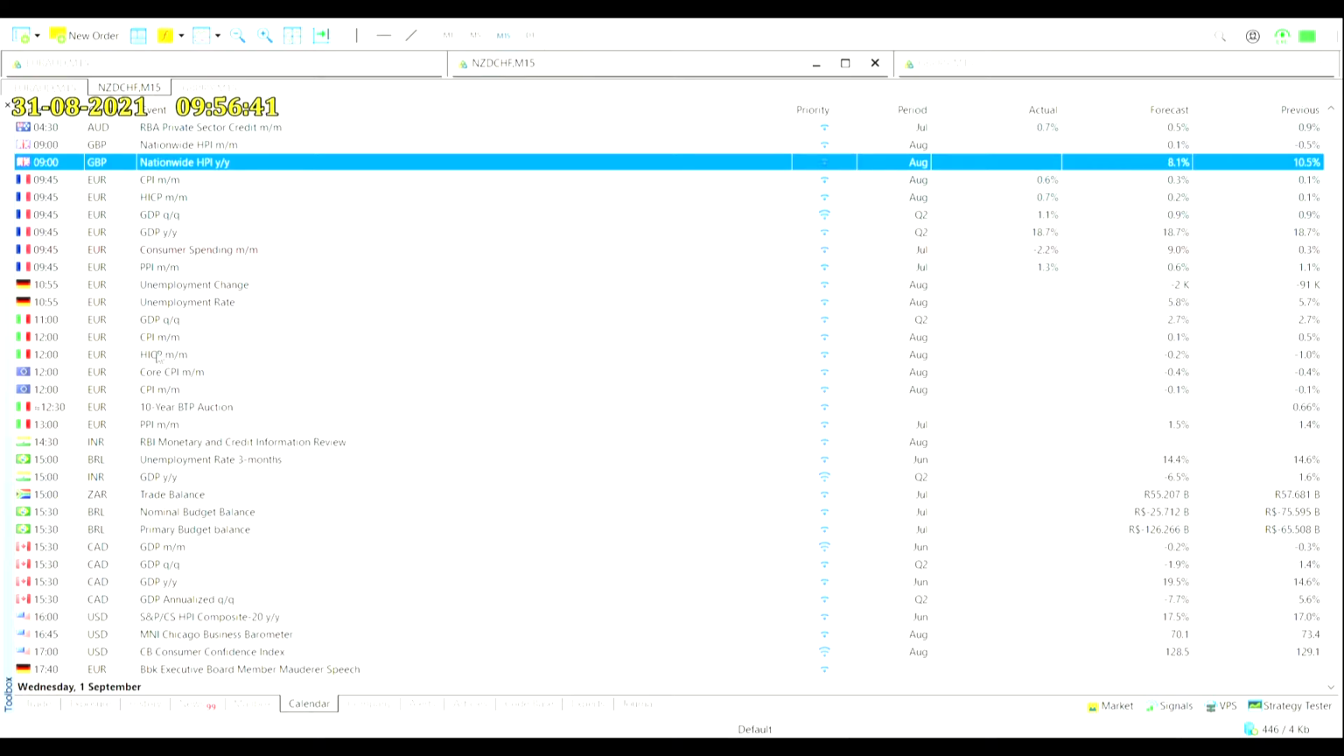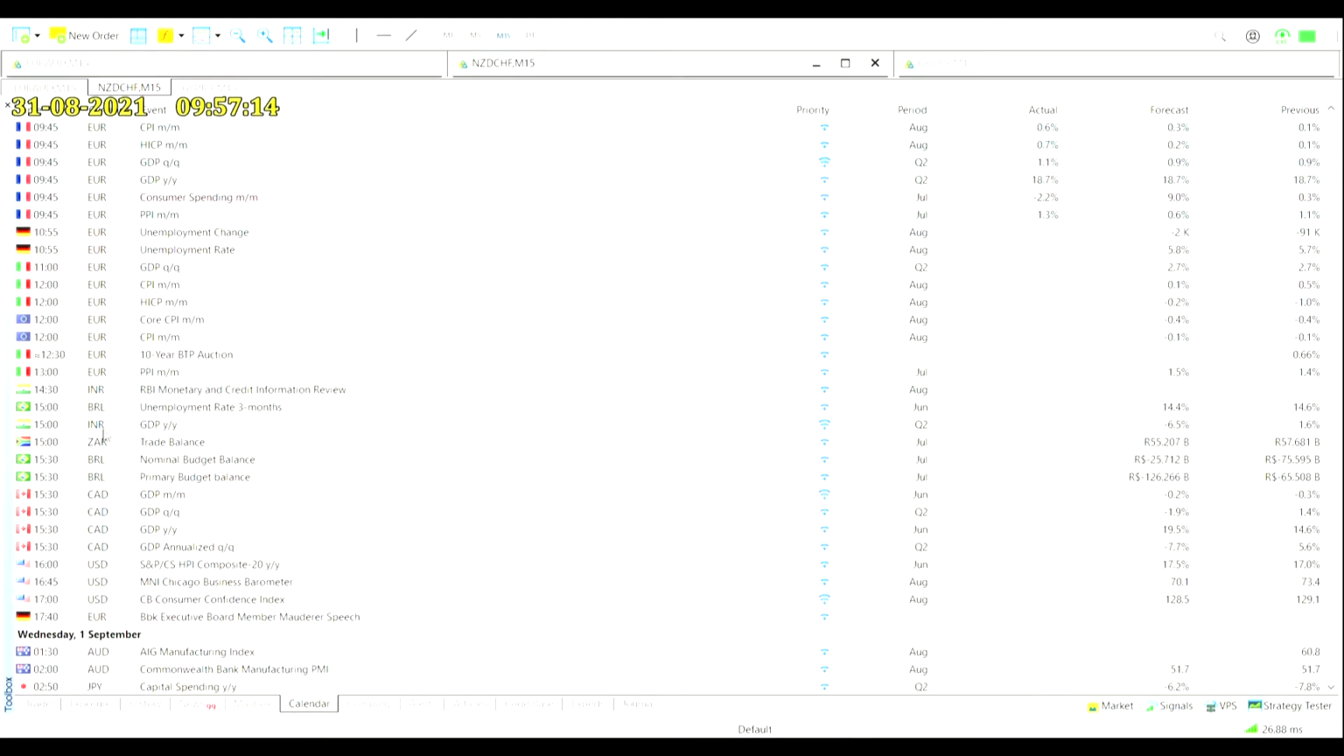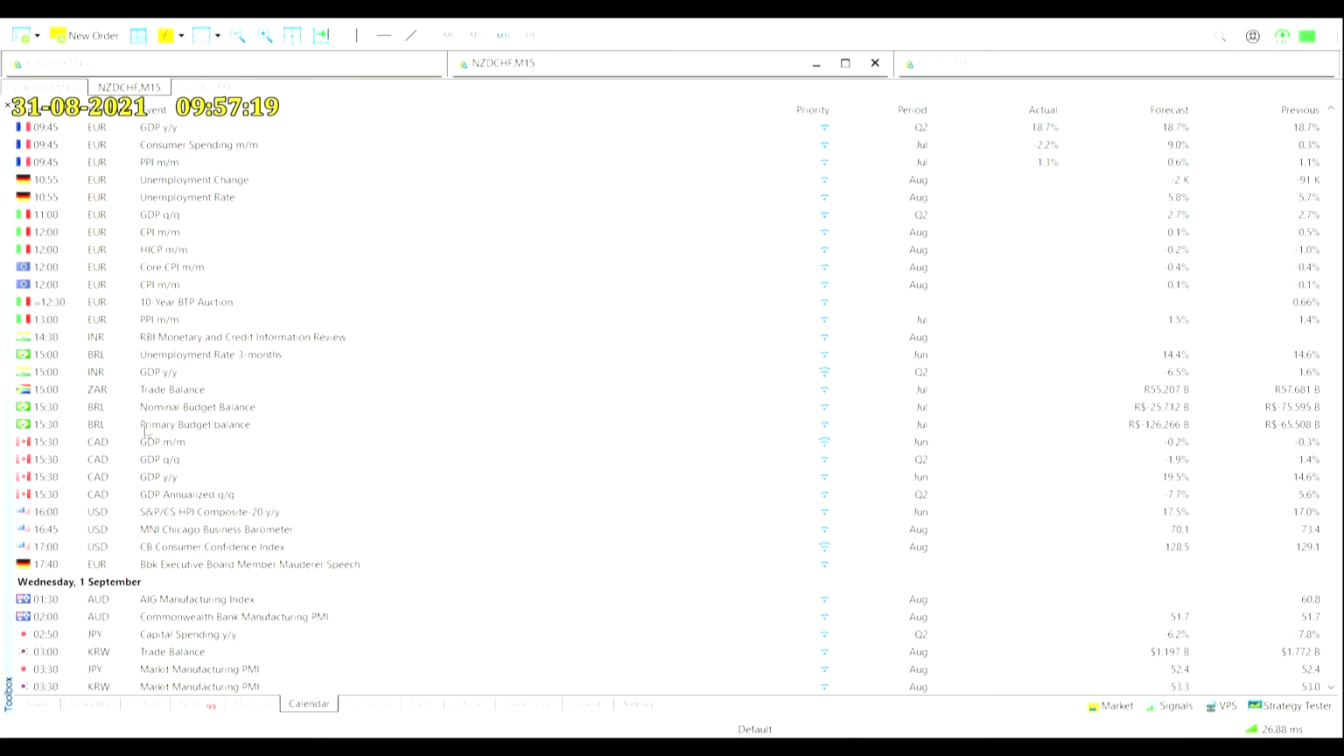Then we got plenty coming out of Italy throughout the midday as well. 11 o'clock, their GDP quarterly. 12 o'clock, CPI coming in month on month for them. As well, at the same time, you've got the Eurozone CPI coming in as well. That's them as a whole. So that one will certainly be interesting to watch. And then an hour later, Italy put out their PPI as well. So how much inflation are the producers facing?